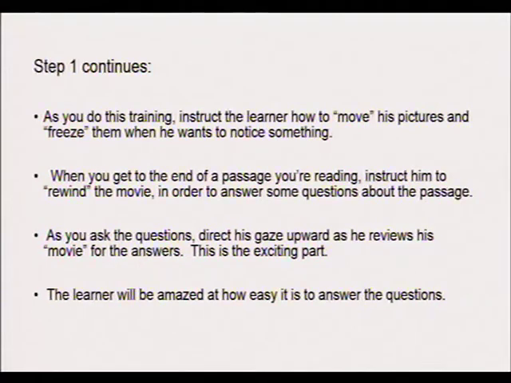As you do this training, instruct the learner how to move his pictures and freeze them when he wants to notice something. When you get to the end of a passage you're reading, instruct him to rewind the movie in order to answer the questions. Ask the questions directly as he gazes upwards and reviews this movie for the answers. This is a very exciting part. You can even do that yourself and make a movie by imagining things and putting the picture in your mind. The learner will be amazed how easy it becomes to answer questions. Remember, he formed the whole story in his brain, so now if you ask him questions, he can easily pick that up.